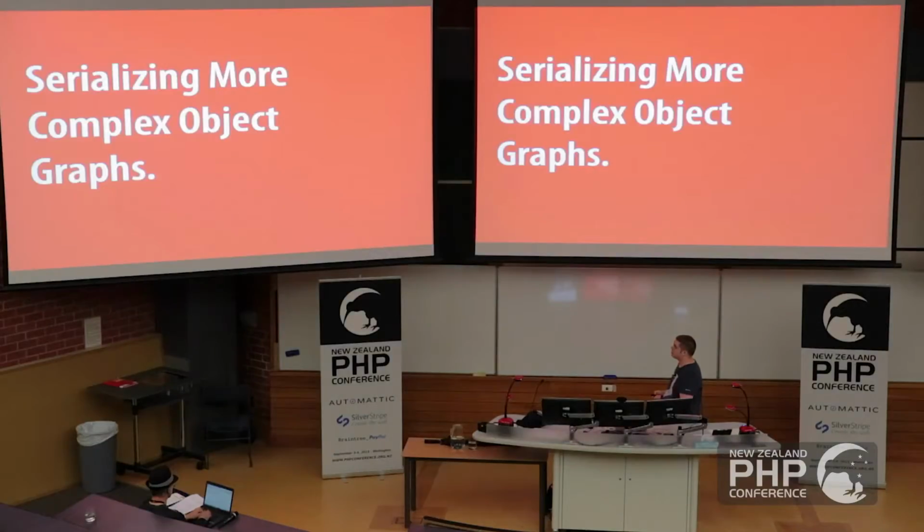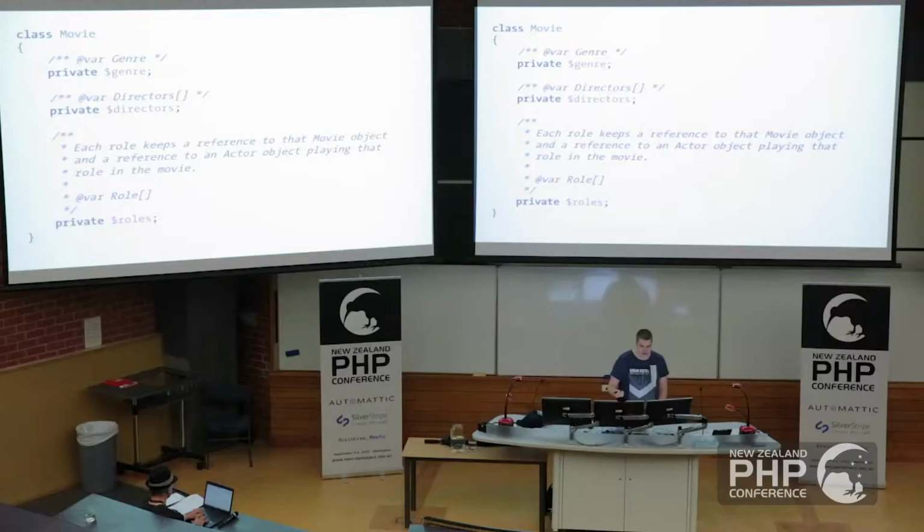Now, we saw some very basic examples, but this component can do much more, especially if you have complex object graphs, if you have nested objects. Because so far, I've just serialized a single movie object. But what if we have this kind of data structure? We have a movie object, which has a nested genre object, which is a genre instance. And we have directors. So a movie can be directed by one or many directors. So we have a collection of directors objects.